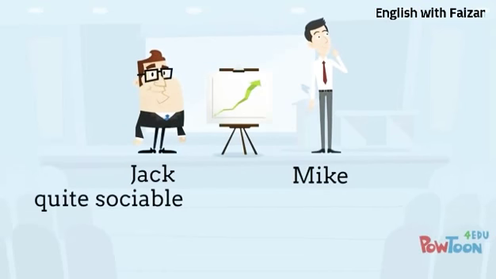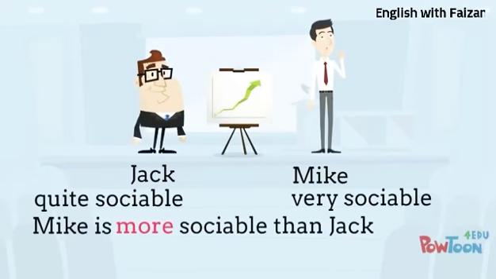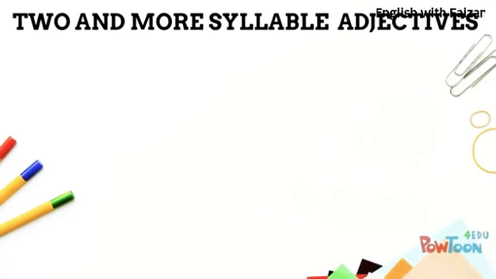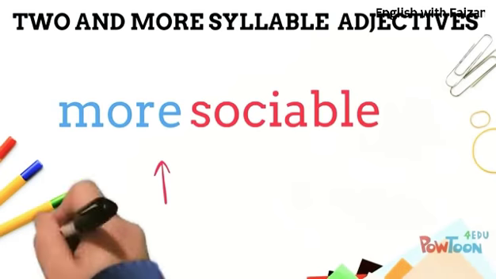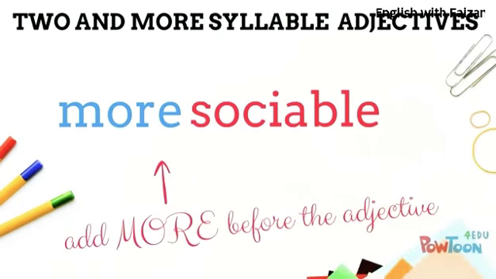Jack is quite sociable. Mike is very sociable. So Mike is more sociable than Jack. If it's an adjective with two or more syllables, we need to add the word more before the adjective. Sociable, more sociable.